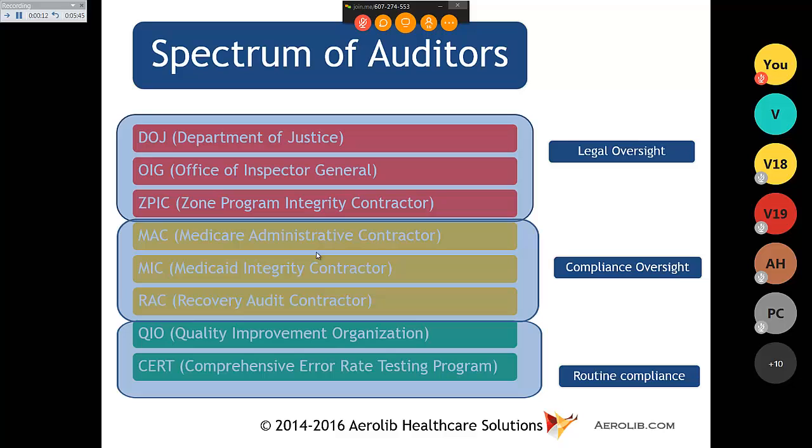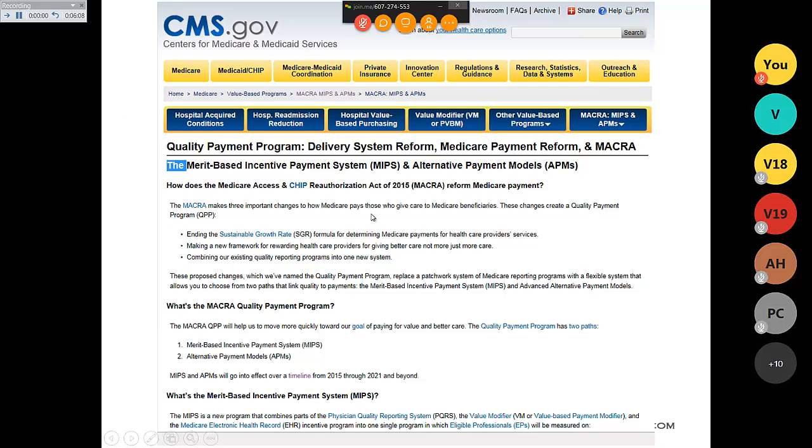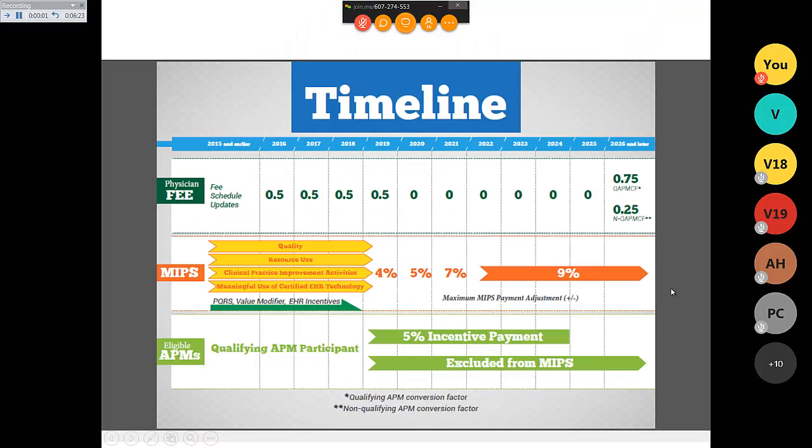Now, what we have to be careful about are the legal oversight organizations like DOJ, the Department of Justice, the Office of Inspector General, and then the ZPICs. In addition, when we talk about the spectrum of auditors, you need to know your payers are also auditing you. Insurance companies are sending notices of improper payments and recoupment if they feel that the care was not provided adequately. When Medicare released the MACRA reform, they introduced the MIPS, or the Merit-based Incentive Payment System, and the alternative payment models. And we'll talk about how this fits in terms of payments and in terms of what we're going to talk about today.